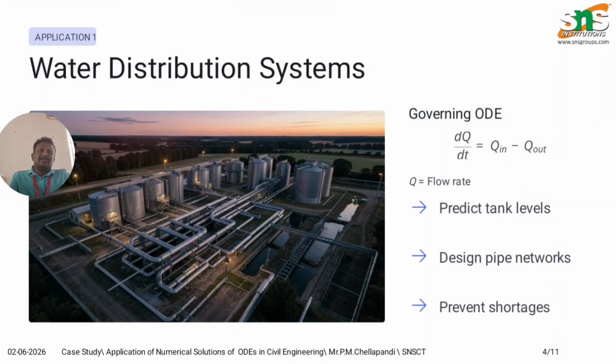Application one, that is water distribution systems. Now, water supply is a very important part of civil engineering. Engineers need to ensure that water reaches houses, industries, and public facilities efficiently. So differential equations help calculate flow rates and water movement through pipelines. Using numerical methods, engineers can predict water tank levels, design pipe networks, and predict water shortages. This helps create efficient water management systems, right?